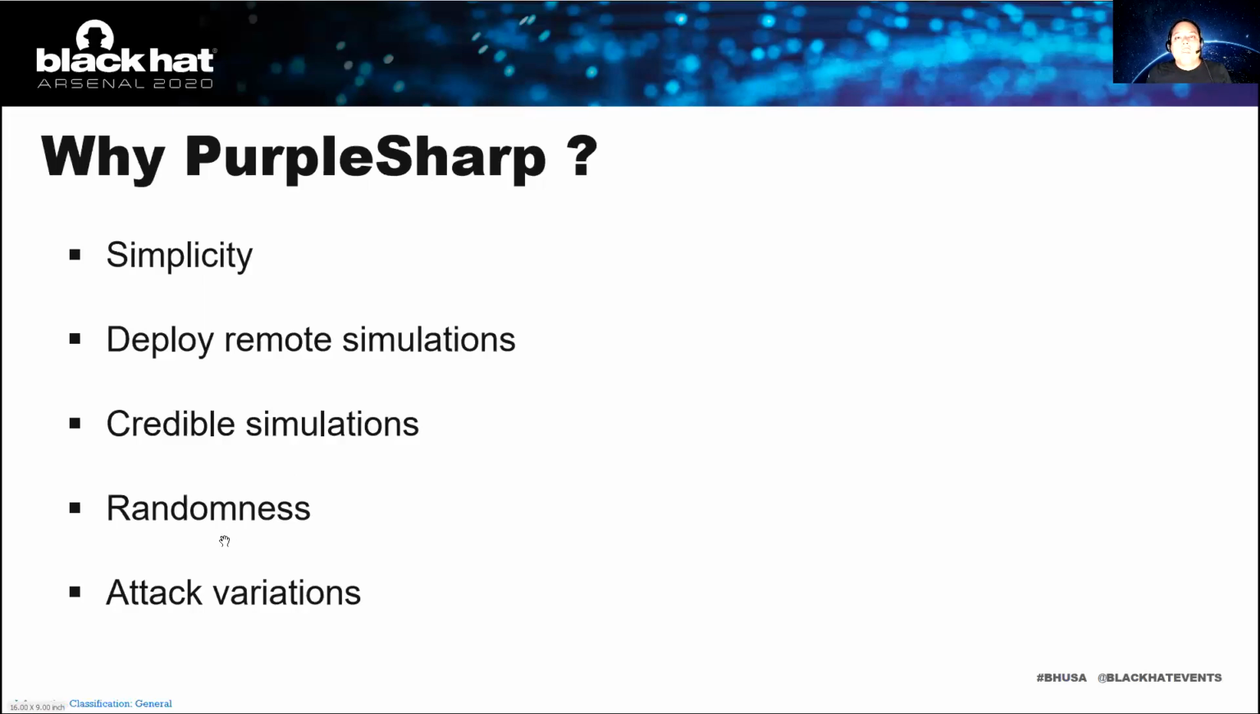Randomness. PurpleSharp is able to leverage LDAP and talk to your domain controller to actually pick random targets on the network to run simulations against. So that way, once again, we can run simulations against hidden parts of our network, or parts of our network that we don't typically look at, so that we can confirm that detection is working end-to-end on any part of our network. And attack variations.